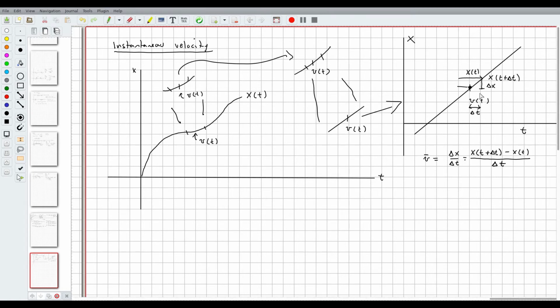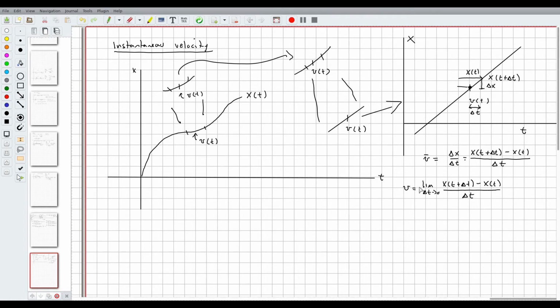Now, to get the instantaneous velocity, what I'm going to do is take the limit as delta t goes to 0 of x of t plus delta t minus x of t, divided by delta t.